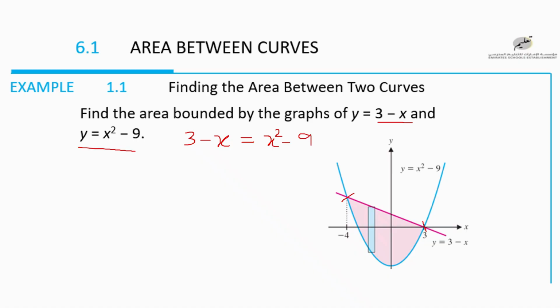Bring everything to one side. So x square, when you transpose minus x to the other side, it becomes plus x. Already you have negative 9. When you transpose positive 3 to the other side, you get negative 3, which is equal to 0. Now let's simplify. So you get x square plus x minus 12, which is equal to 0.